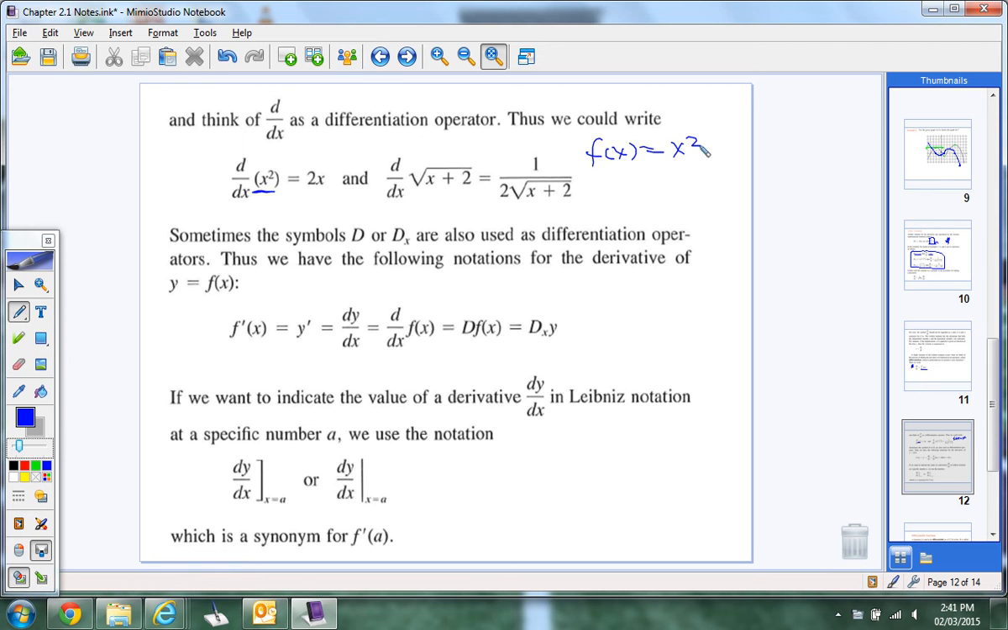Okay, sometimes the symbols D or d/dx are used as differentiation operators. So these can also stand for derivative. Like if you're doing a derivative function, you can put D of x if you want, and that is fine as well, like they've done here. All these things are the same. Might be something written down there, just so you're familiar with all of them.